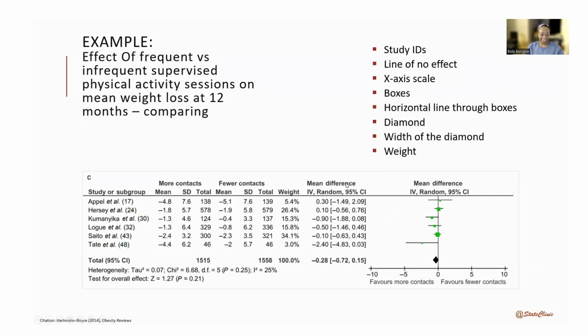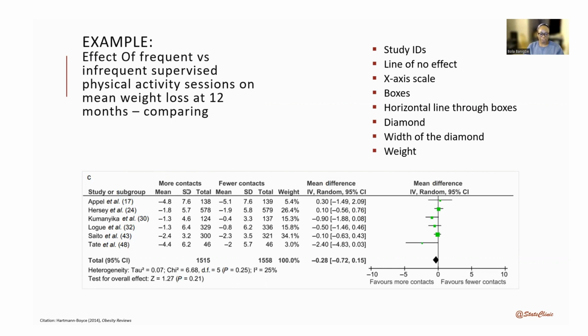So here is an example of the effect of frequent versus infrequent supervised physical activity sessions on mean weight loss at 12 months. Let's take the systematic way of reviewing this forest plot. On the left side, you have the study IDs. These are the studies. These are the study IDs, so the author, and then you have the two categories of interventions.